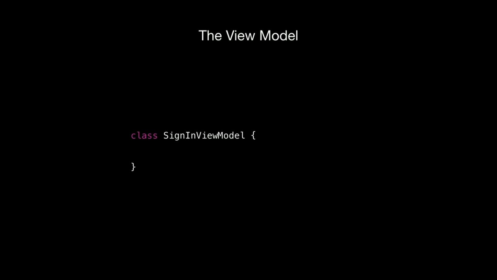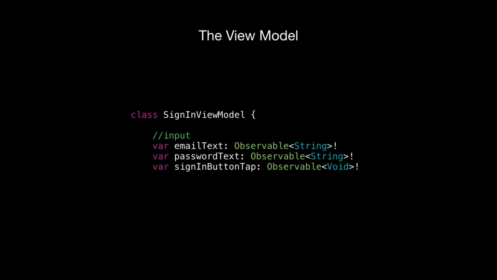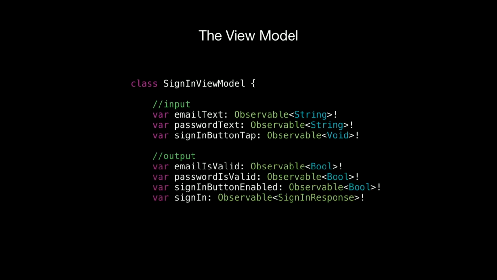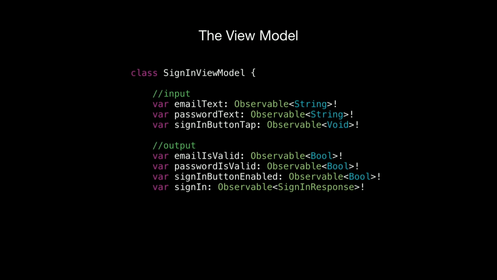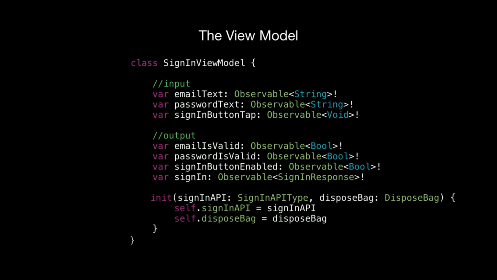So what is the code that we need to write in order to implement our view model? First, we have the inputs. And as we said earlier, we have an observable of type string for the email, an observable of type string for the password, and an observable of type void for the sign-in button click. And the view model also constructs the outputs. So we have an observable of type Boolean of whether the email typed is valid. Same for the password. Same for the sign-in button, and an observable with the sign-in response. And the view model gets initialized with the sign-in API, which is of type sign-in API type, and we'll see after what this is, and a disposable.